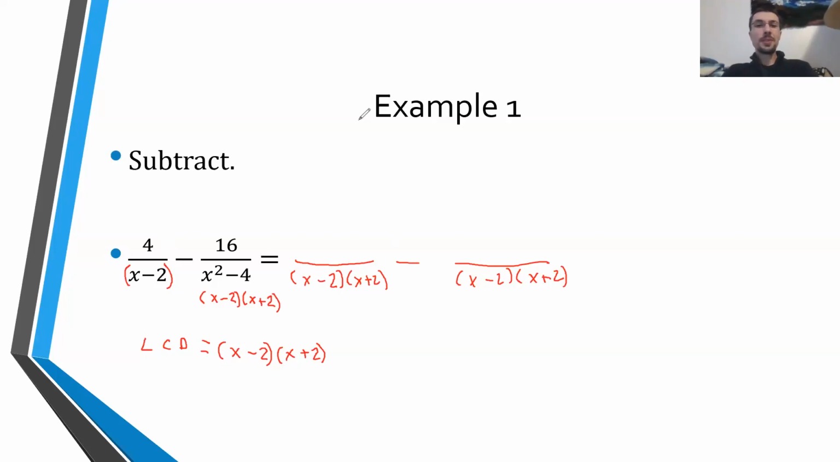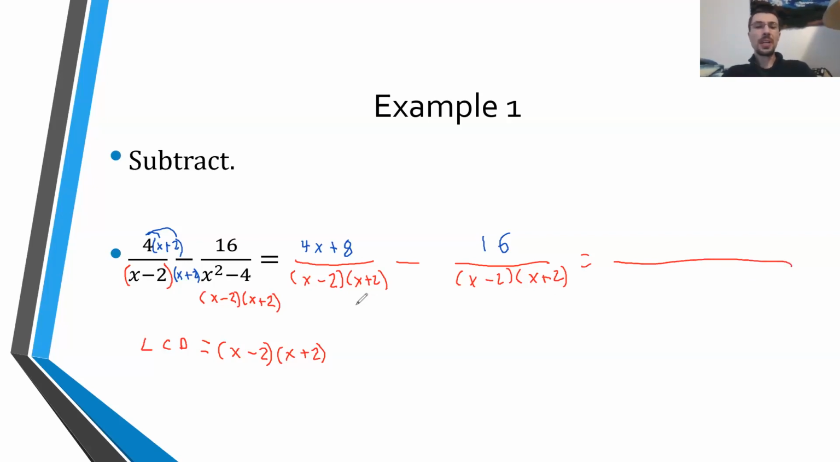Right now, the first fraction only has an x minus 2. What is it missing from the LCD? It's missing the x plus 2, so multiply the top and the bottom of the first fraction by x plus 2. When you distribute the 4, you end up with 4x plus 8 as the numerator of the first fraction. The second fraction already has the correct LCD, so you don't have to do anything with the numerator.